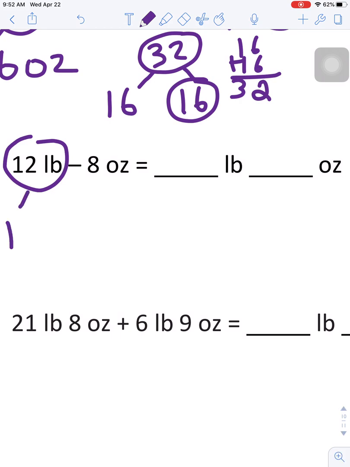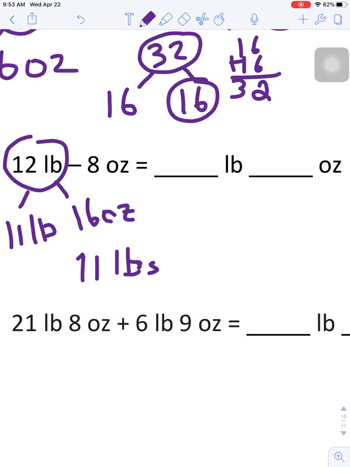I'm going to leave 11 pounds. Okay, there's 11 pounds there. And I'm going to take out 16 ounces, because 11 pounds, 16 ounces just equals 12 pounds. So if I've got 11 pounds, man, that one looks the same. Let me put these on there just to give them a little difference. 11 pounds, 16 ounces, minus 8 ounces.